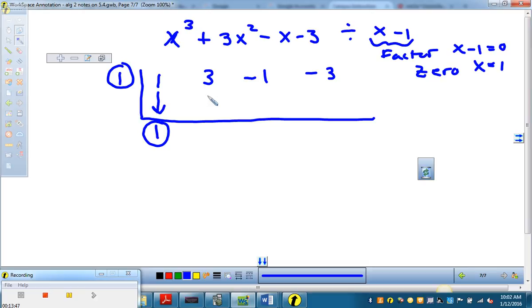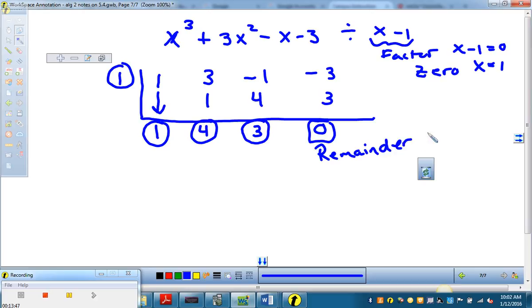Multiply, we get 1. We add and get 4. Multiply, 4. Add, 3. Multiply, 3. Add, 0. Remainder is 0. This one is a factor. So if you're asked to determine if it is a factor of the polynomial, then you're going to set up your synthetic division and look for a remainder of 0.